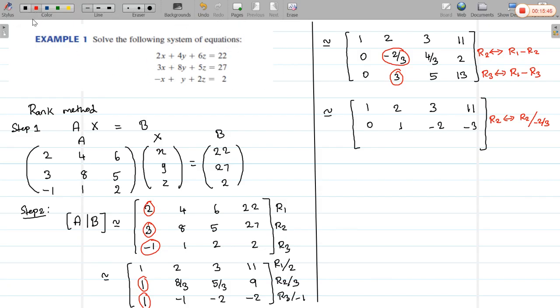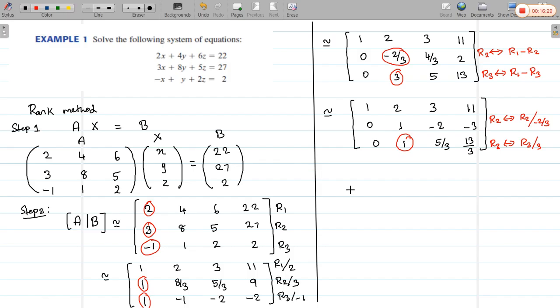Any questions? Now R3. What do I have to do in R3? R3 divided by 3. So what do we get now? 0, 1, 5 over 3, 13 over 3. Is that okay? Now we got this 1, 1. First we made this 1, 1, 1. Then I made 0, 0. In the second column I made this 1, 1. Now I am going to make the third row, second element 0.